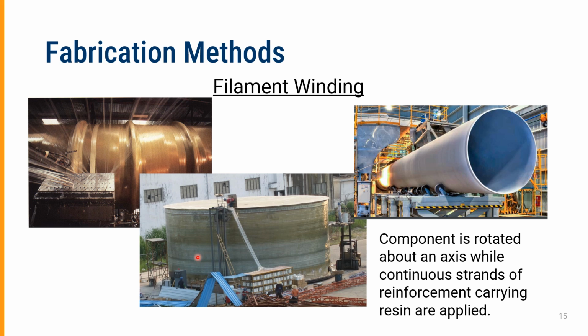This is another example. This is on a cylinder with a vertical axis, and all of the glass is stationary down here, but in fact what's actually happening is that the cylinder is being rotated relative to this stationary point that is applying the glass fibers onto the cylinder.